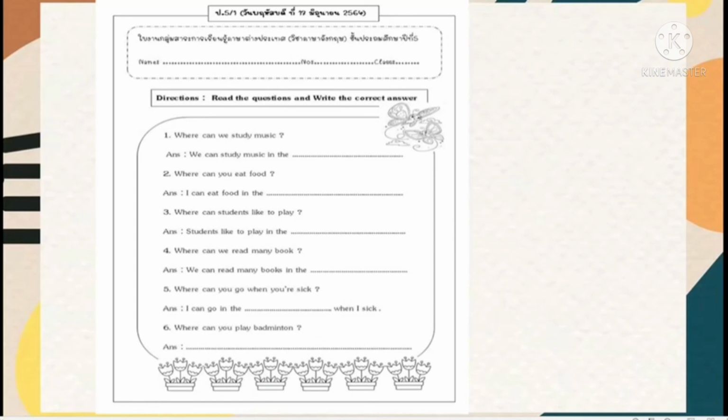Alright everyone, in this worksheet for June 17th, we need to read the questions and write the correct answer. Don't forget to write your name, number, and class, okay? The first question is, where can we study music? We can study music in the English room? Music room. Very good. We can study music in the music room. Okay, I know you can do it. This is only 6 items.